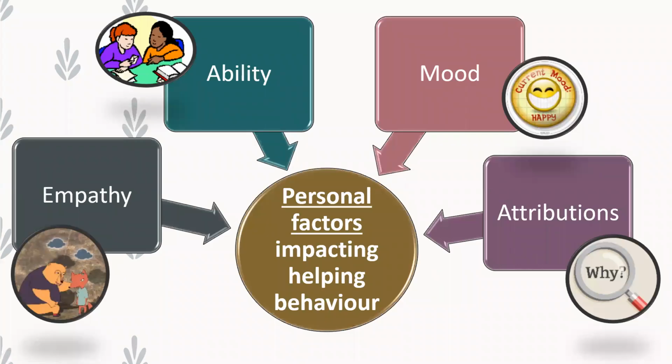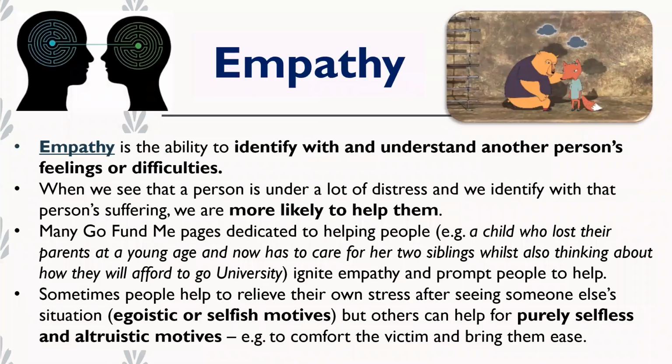Then we look at personal factors. The personal factors are really simple. Just looking at empathy, ability, mood, and attributions there. So empathy is basically your ability to get on someone else's level and to understand what they're going through, okay? It's not just looking at someone from above and looking down on them and being like, oh, I feel so sorry for you. That's sympathy, okay? Sympathy and empathy are two very different things.